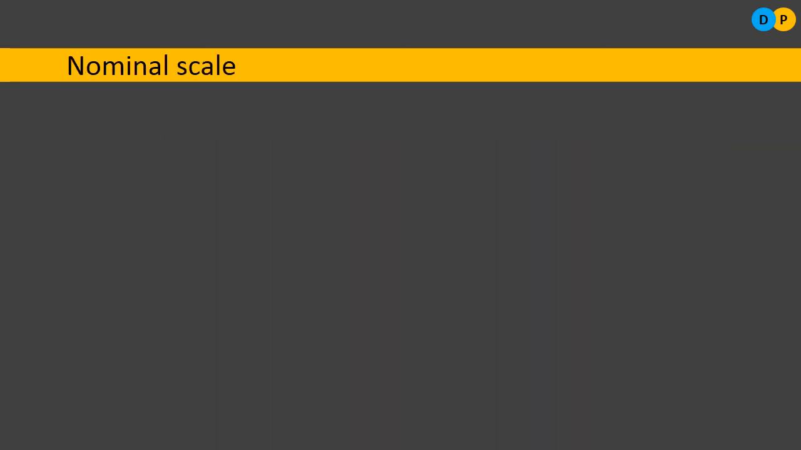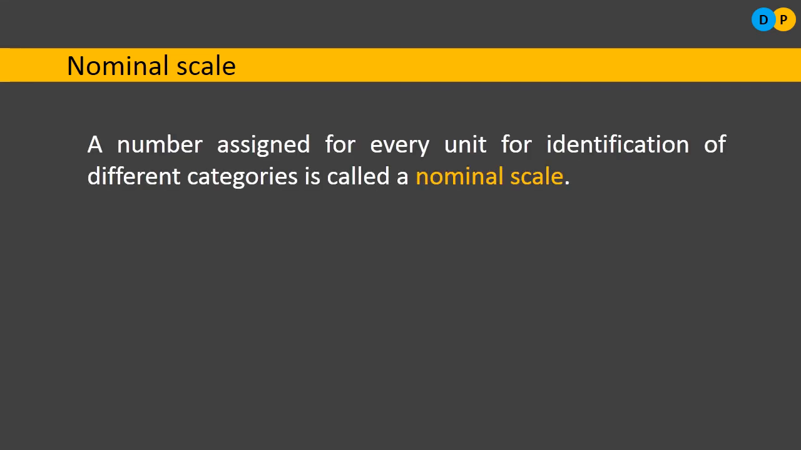Next, in data there are two types. One can be expressed in the nominal scale, another can be expressed in ordinal scale. So these quantitative data can be expressed in two ways: nominal scale and ordinal scale. The first one is nominal scale. So what do you mean by nominal scale? A number assigned for every unit for identification of different categories is called a nominal scale.